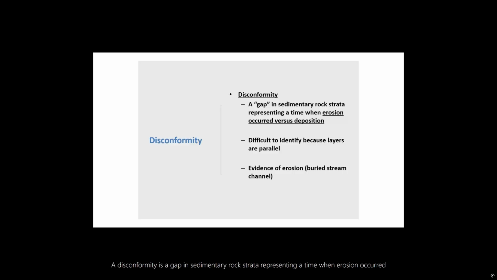A disconformity is a gap in sedimentary rock strata representing a time when erosion occurred versus deposition. They are often difficult to identify because sedimentary strata are parallel. To identify them, we need to find evidence of erosion, such as buried stream channels or inclusions of the rock layer below.